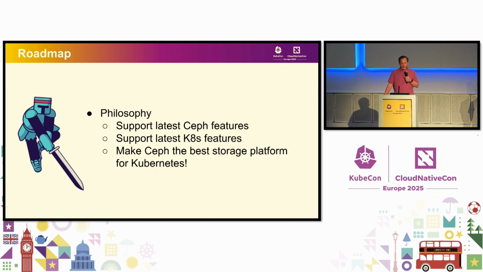What's our roadmap for Rook? Well, essentially, sometimes we try to say, here's a feature list, here's what we want to do, but ultimately, our philosophy is we always want to support the latest Ceph features that the data plane is providing. We always want to make sure we're integrated with the latest Kubernetes features, as there are always new features coming out, and to make Ceph the best storage platform for Kubernetes that it can be. As Kubernetes keeps growing and growing, we've seen everybody needs storage, and they need it to be the best it can be.